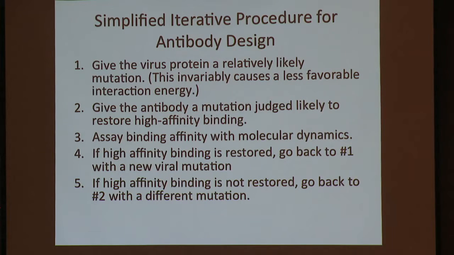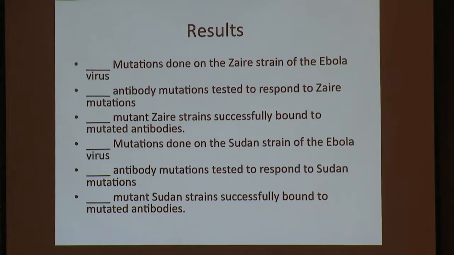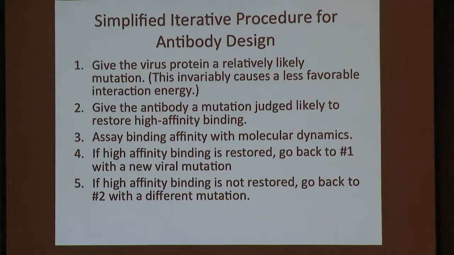Okay, we give the virus protein a relatively likely mutation, which always causes a less favorable interaction energy. Then we give the antibody a mutation judged likely to restore high affinity binding. We assay the binding affinity with molecular dynamics. We get a good restoration of binding after, on the average, 4 or 5 trials. This is longer than we expected.